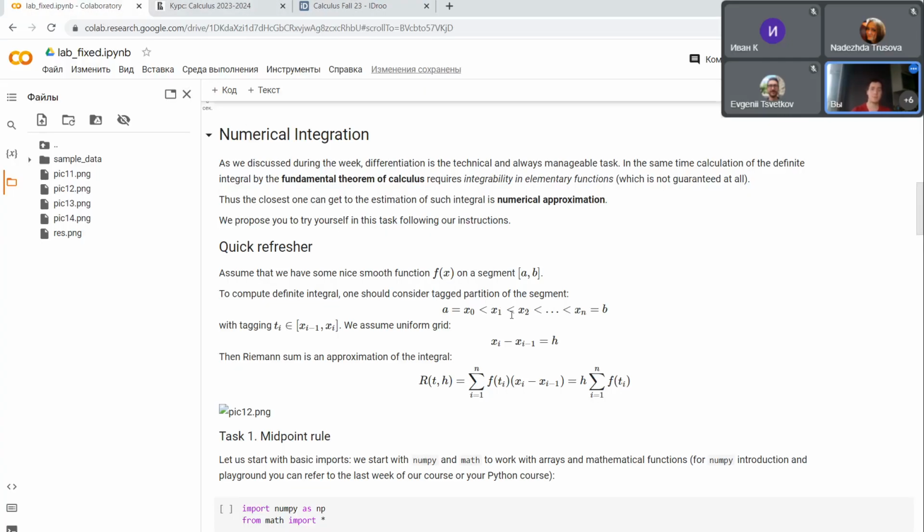Okay, and as you can imagine, sometimes it's really hard to compute the proper integral, some theoretical value of the integral.